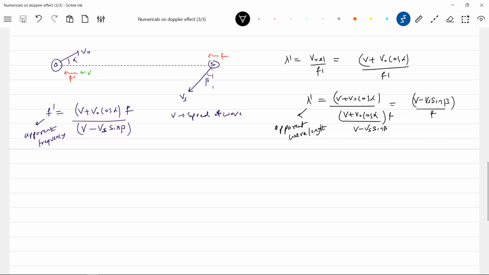Any doubt you can clarify, and I'll go for the next set of numericals. Doppler effect, very simple. You only have to understand the initial conditions. Rest all applications are very, very easy. You can manage very comfortably.